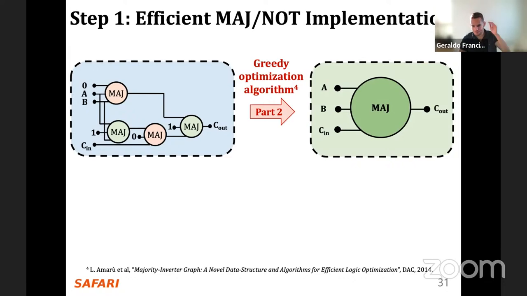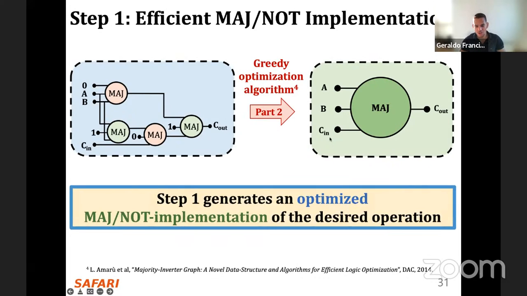Here, for example, we can see that both graphs are equivalent, and we further optimize this four-gate graph that generates the Cout into one single-gate graph that generates the Cout. If you think about latency, it has the potential of reducing the initial latency of the operation by 1/4, because we are reducing the number of majority gates required to do the computation. So in summary, the main goal of step one is to generate an optimized majority-NOT implementation of the desired operation using this graph optimization algorithm.